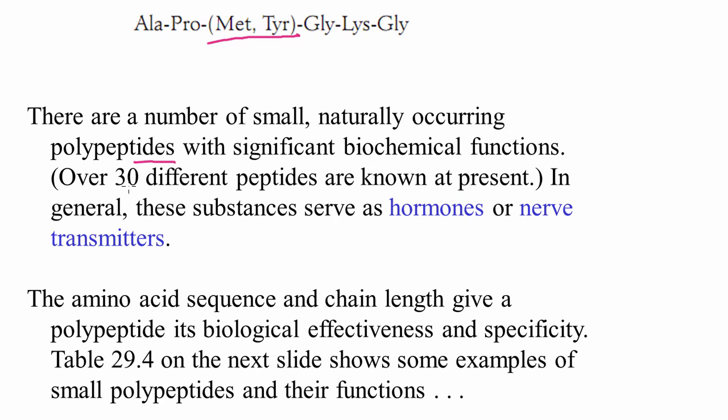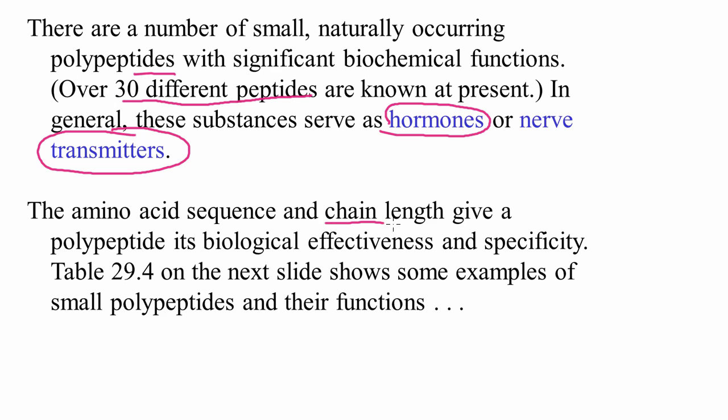There are a number of small naturally occurring polypeptides that are very significant when it comes to biochemical function. We know of over 30 different peptides in the present day. Many of these substances serve as hormones or what we call nerve transmitters. So the amino acid sequence and the chain length give a polypeptide its biological effectiveness and specificity. And I'll tell you what that means in a second.